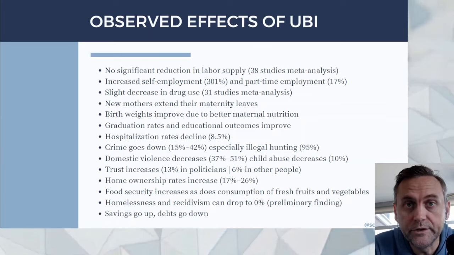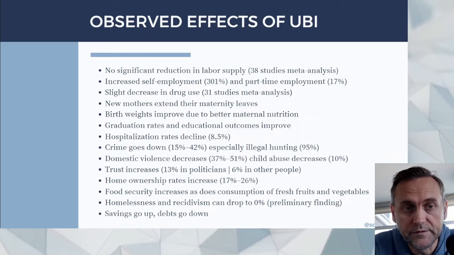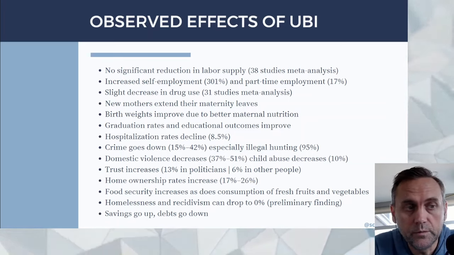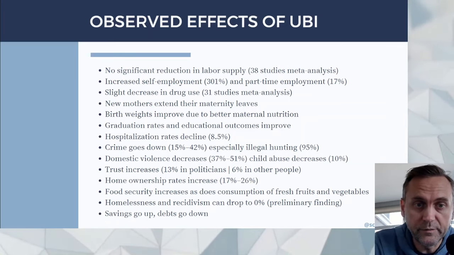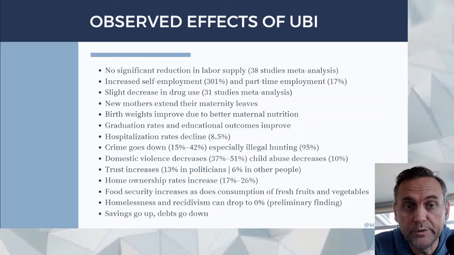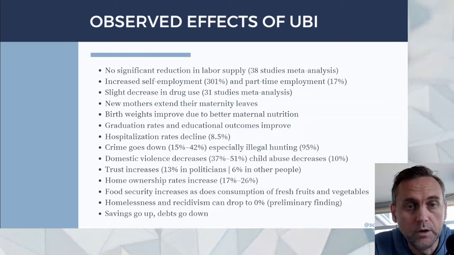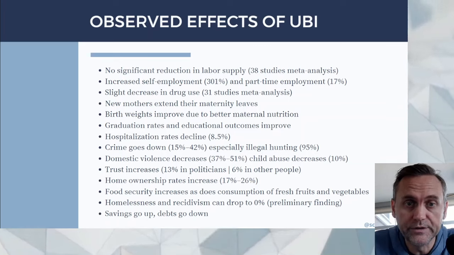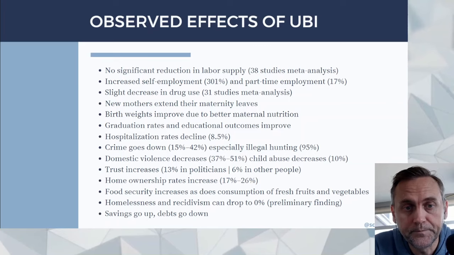Crime also generally tends to go down, especially in saturation experiments where an entire community receives the basic income. In Canada's pilot in the 1970s, overall crime went down 15%. And in the Namibia pilot, it went down 42%. And also in the Namibia pilot, a specific crime went down 95%. And that was the illegal hunting of endangered animals.